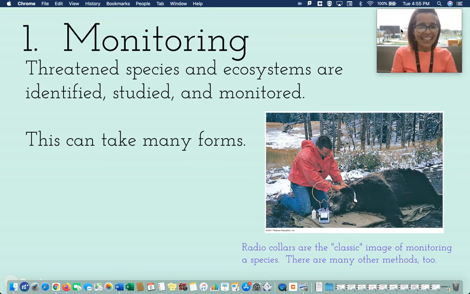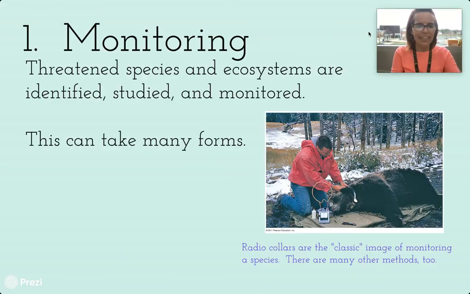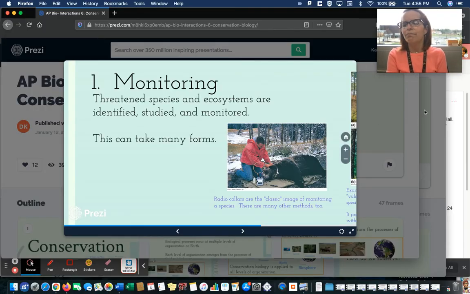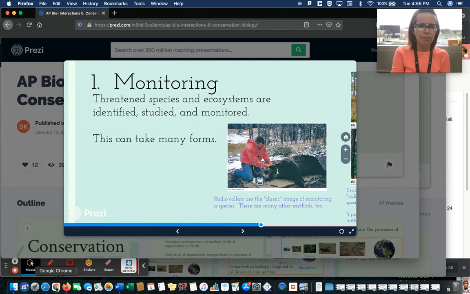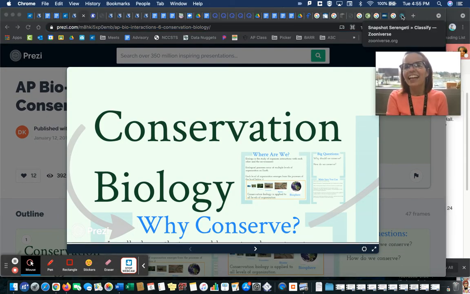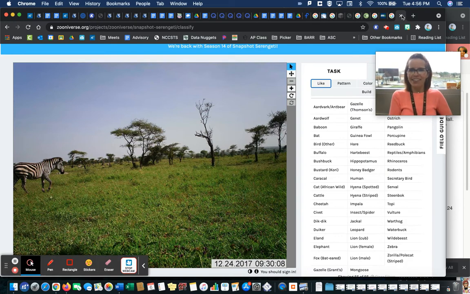Okay, so what I think is super interesting, I just wanted to show you guys this really quickly, is another kind of monitoring that I'm guessing most of you have never seen before, and I think it's so cool. I want to participate in this. I haven't had a chance to do this yet. This is called Snapshot Serengeti, and this is a scientific program.